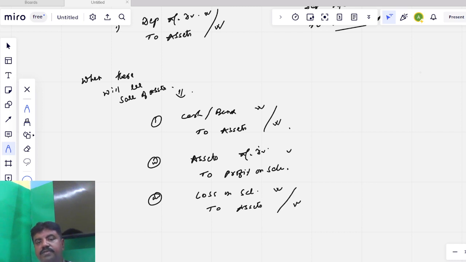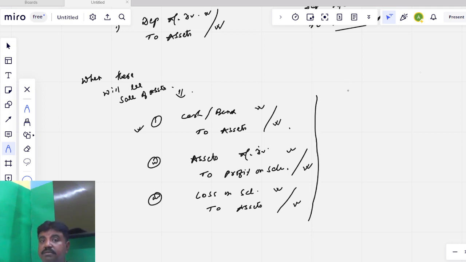So these are the journal entries passed in the books of accounts when the firm follows the simple method of accounting for depreciation. Every year depreciation will be charged, and at that point debit to assets. And when the firm decides to sell the assets, then for the sales value, the first entry the firm will pass is cash to assets. This is the sales value. Then there can be profit or loss. If there is profit, then assets to profit and loss, or assets to profit on sale, and if there is loss, then loss on sale to assets. These are the entries passed when we follow the simple method of charging depreciation.